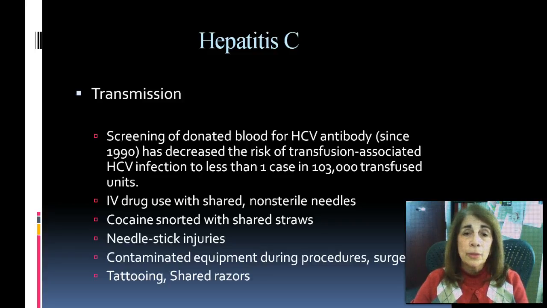We used to worry about the transmission of hepatitis C through donated blood, but in 1990 they started screening and testing donated blood for hepatitis C. So this has decreased the risk of transfusion-associated HCV infections to less than 1 case in 103,000 transfused units. This is much, much improved.